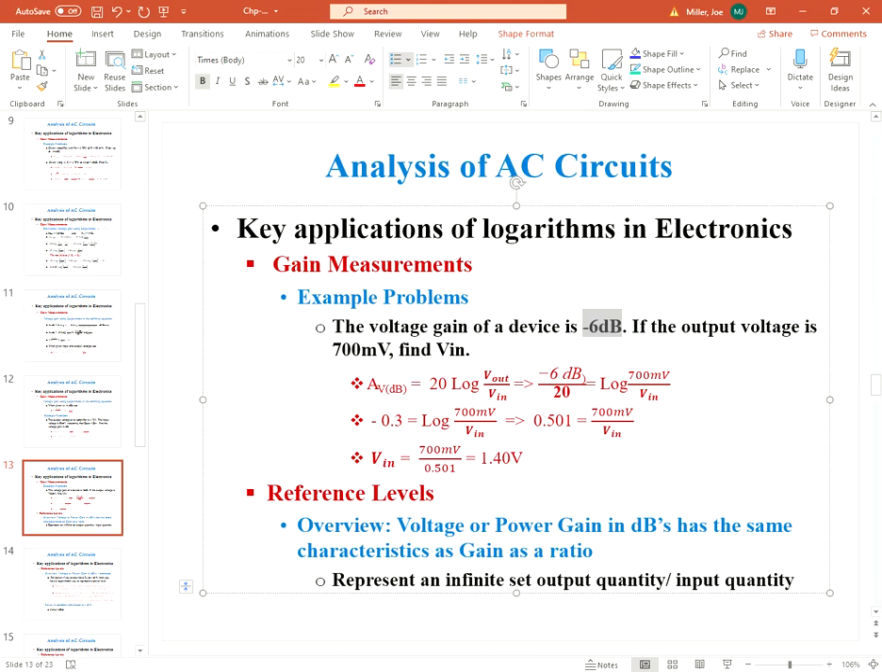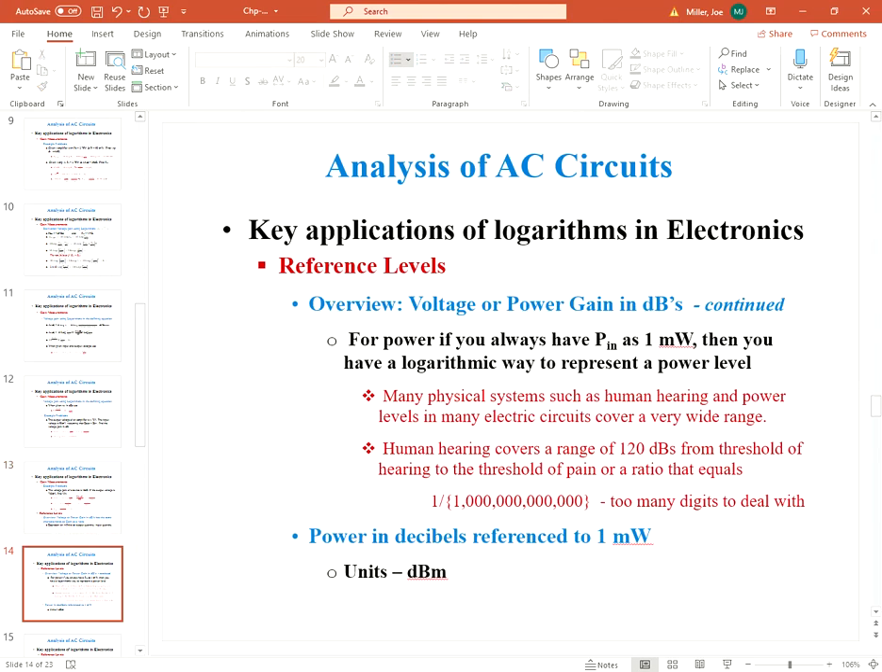Now, voltage gain or power gain in dBs has the same characteristics as the gain in ratio. They represent an infinite set of output quantities divided by input quantities. All you're dealing with is a ratio. For power, if you always have power in as 1 milliwatt, then you have a logarithmic way to represent a particular power. One of the reasons that you might want to do this is if it's an extremely small power or an extremely large power in which there are a lot of zeros. And it's very easy to make a mistake with a lot of zeros because you lose track in counting them.